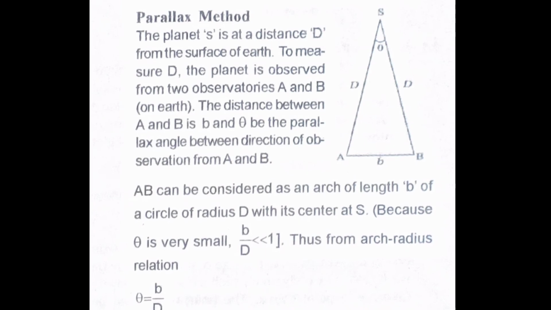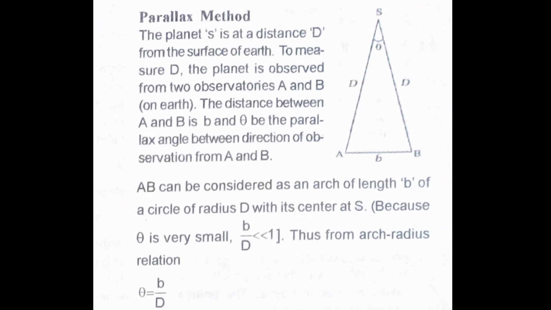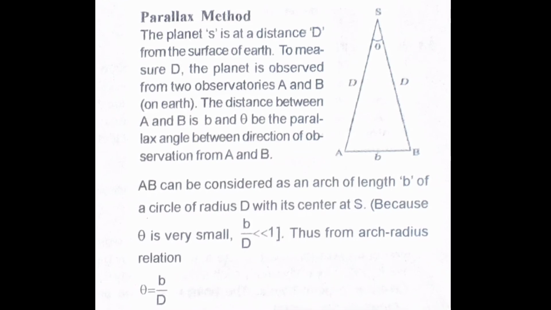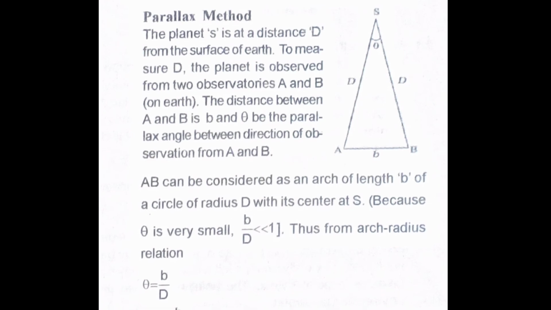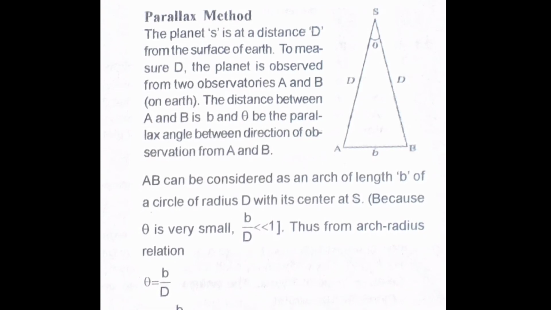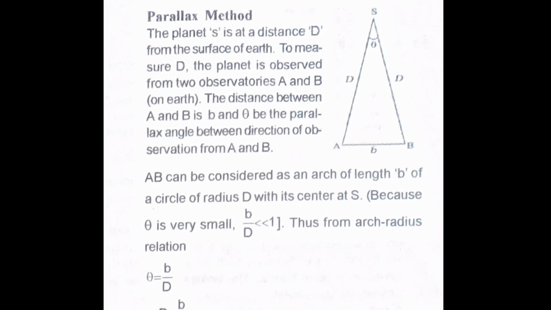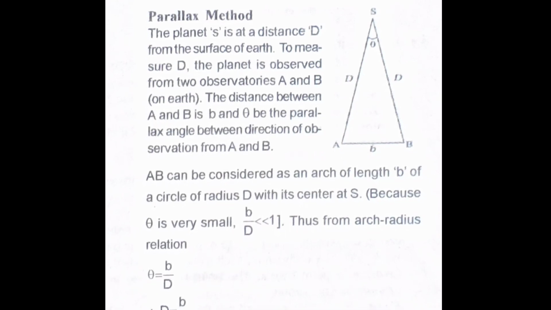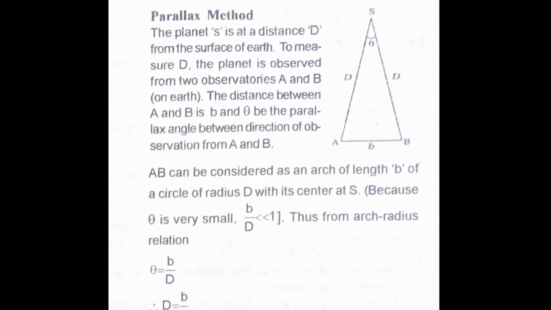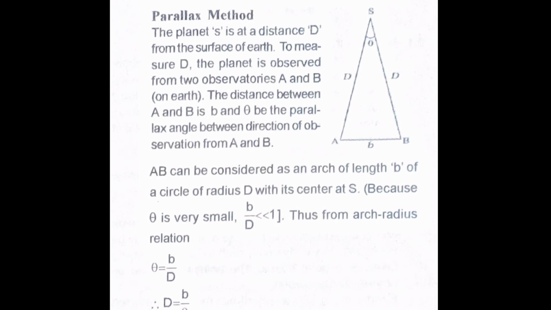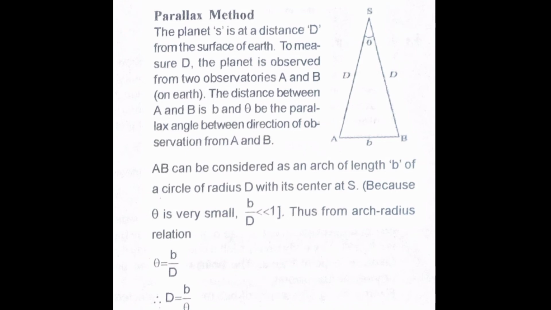Now we have the parallax angle theta, the arc length b, and the radius capital D. Can we connect these three? How can we find the angle? We have studied that angle is equal to arc by radius. So theta is equal to arc b by radius d, that is theta is equal to b by d, right?